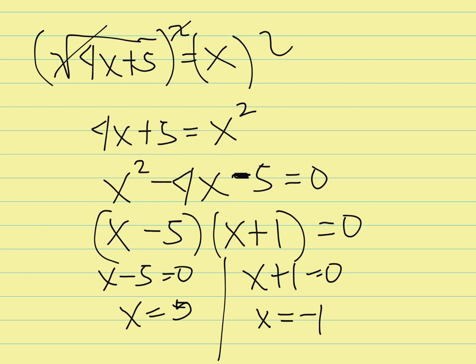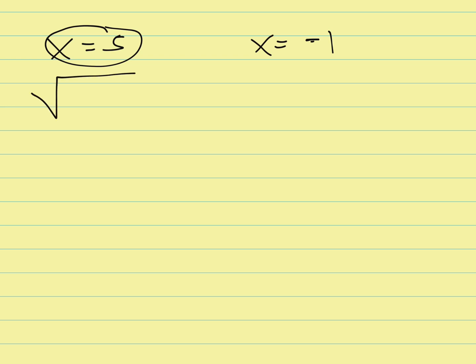Okay, so let's try to check that. First, again, our x is 5 and our x is negative 1. Okay, let's try to use this. So the square root of 4x plus 5 equals x, where x is 5, because that's the value of our x.